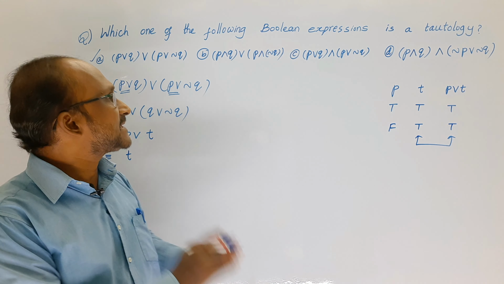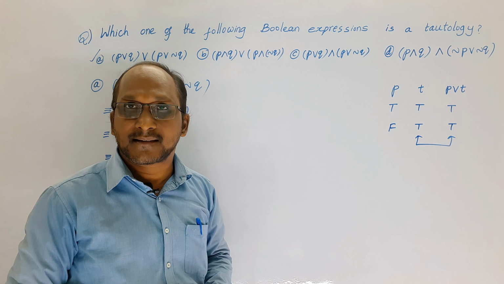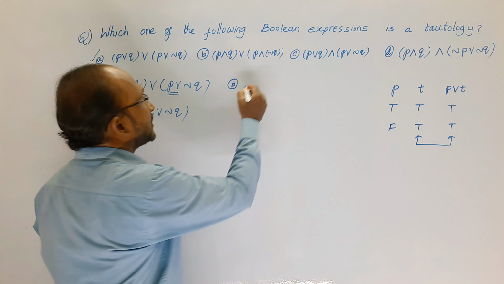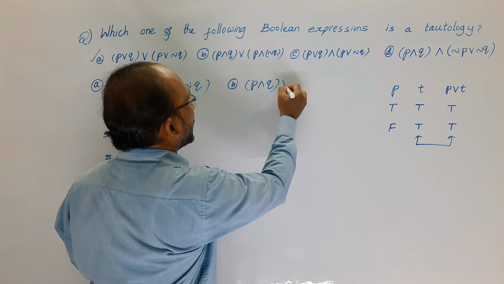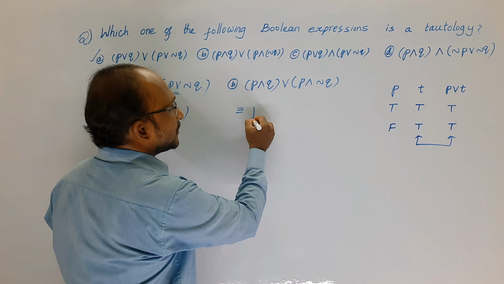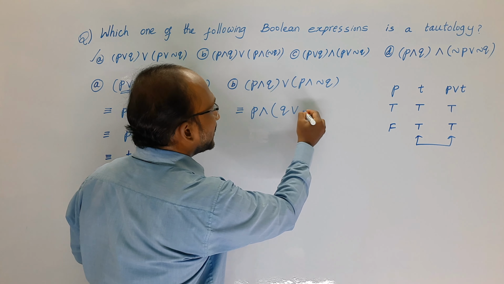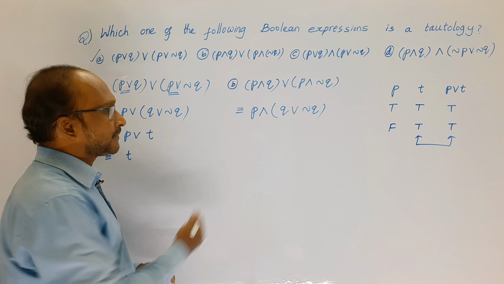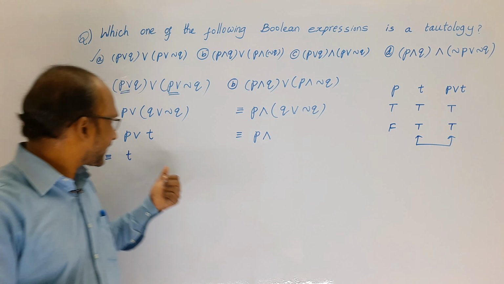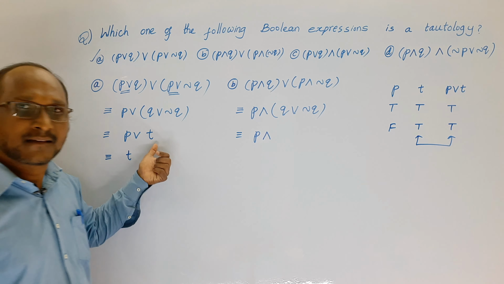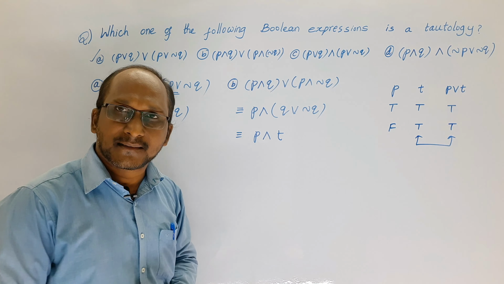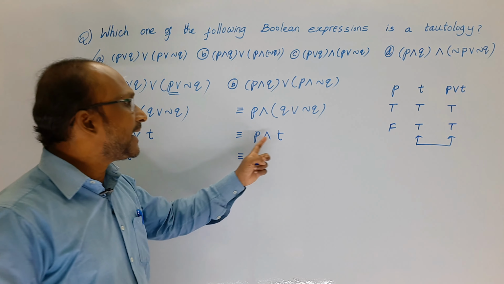And in the same way, we can check whether these statements are tautologies or not. Let us take the second option, P and Q or P and negation Q, which is equivalent to P and (Q or negation Q) by the distributive law. Of course, we have already discussed Q or negation Q is always true. That's why we can denote this equivalent statement by T. Now it is P and T.